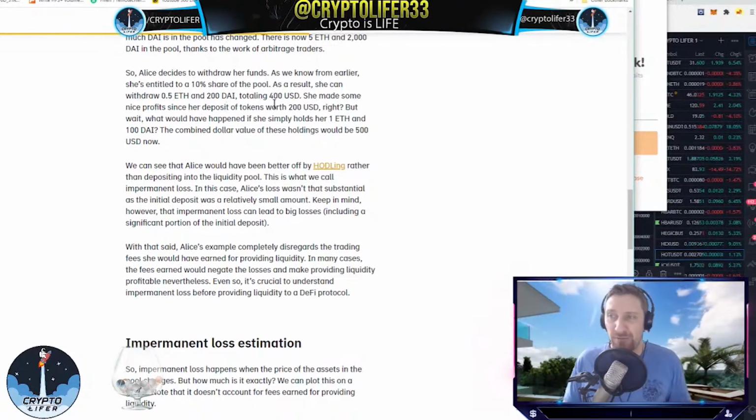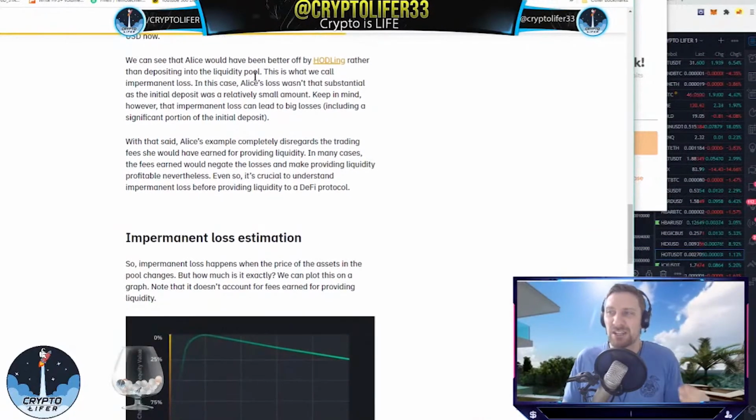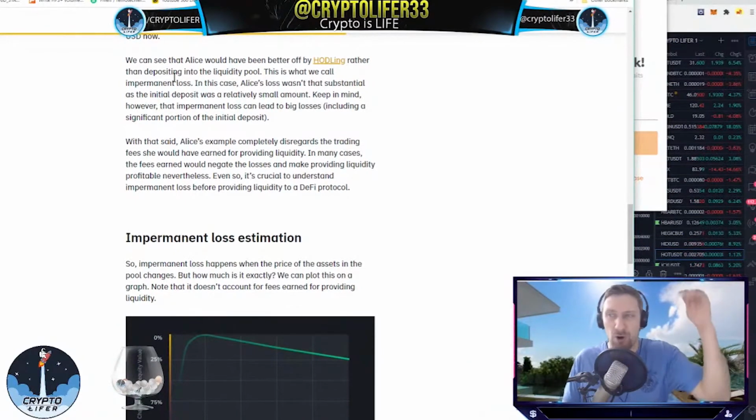She made some nice profit since her deposit of the tokens was worth 200, right? But wait, what would have happened if she just held her 1 ETH and the 200 DAI? The combined dollar value of these holdings would be 500 USD now. We can see that Alice would have been better off holding rather than depositing into the liquidity pool. This is what we call impermanent loss.